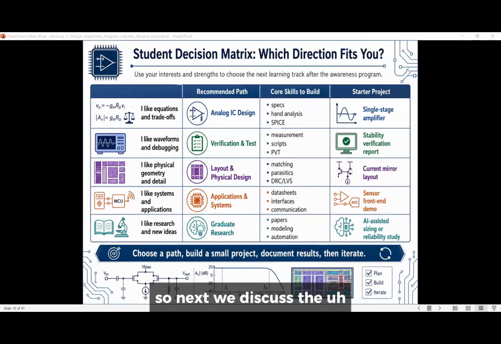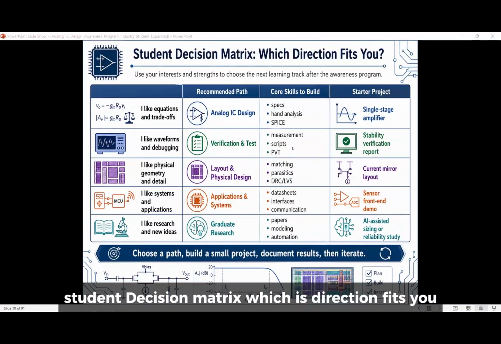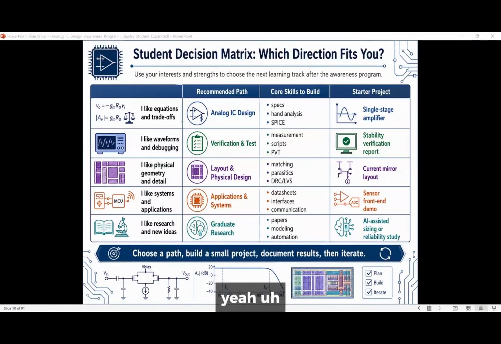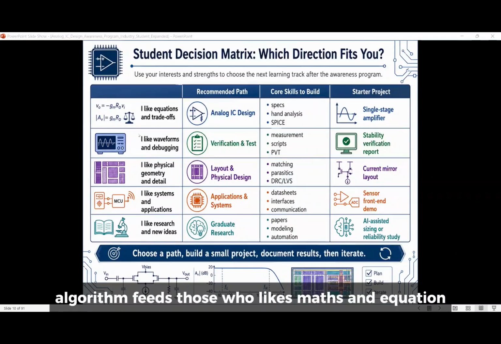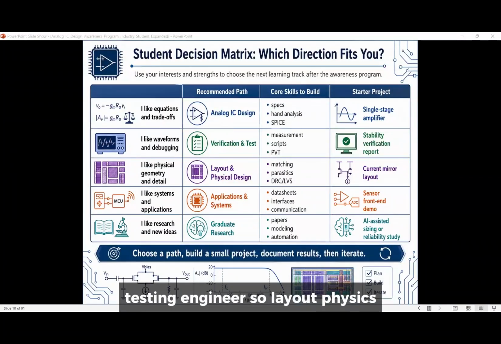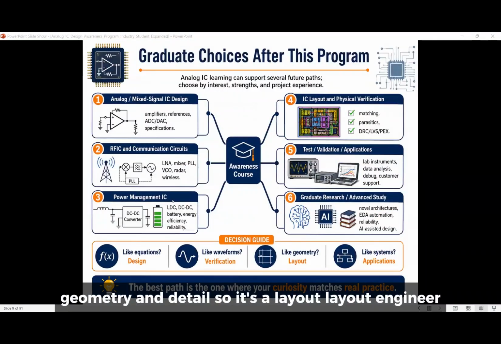So next we discuss the student decision matrix, which is which direction fits you. There are so many choices here. If you are interested in math, I think you can consider algorithm. Algorithm fits those who like math and equations. The second one is waveform and debugging. What is that? It's actually testing, right? Testing engineer. Then layout: physics, geometry, and detail. So it's a layout engineer.